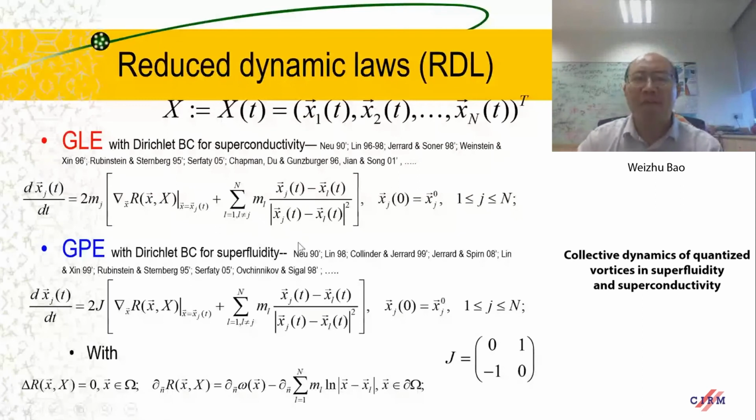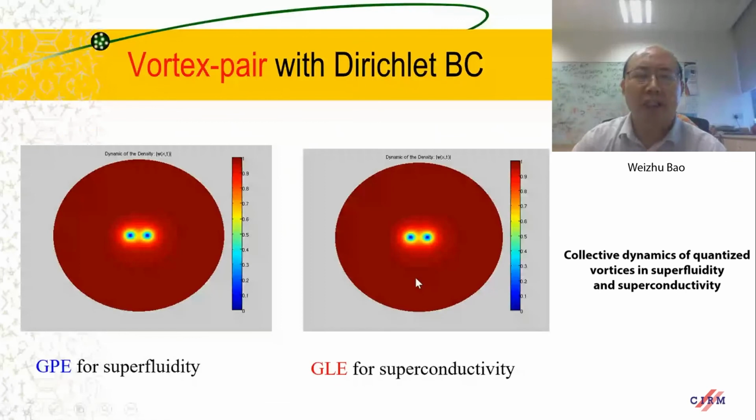I think my time is almost gone. Maybe I don't know, but I'll just show some results. You can say this is a vortex pair with Dirichlet boundary condition. The left one is for the Gross-Pitaevskii dynamics, and the right one is for Ginzburg-Landau. This is dispersive dynamics, and the right-hand side is for dissipative. You can see how they go.